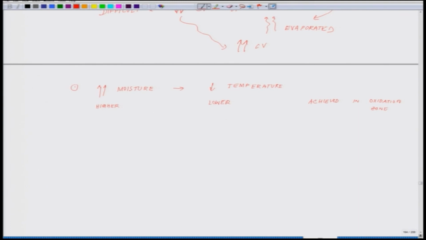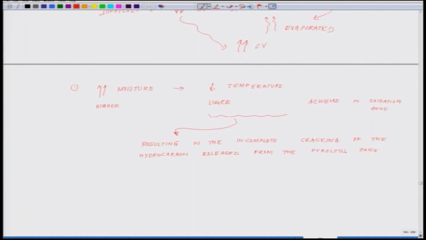Okay. This lowering of the temperature in the oxidation zone results in incomplete cracking of the hydrocarbon released from the pyrolysis zone. So, here let me highlight something.